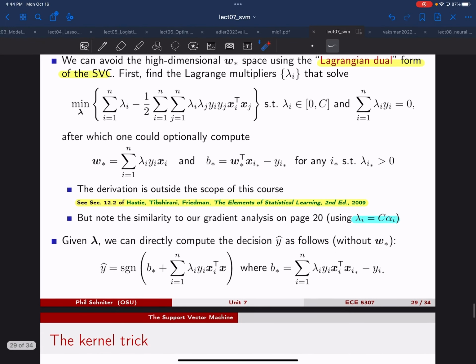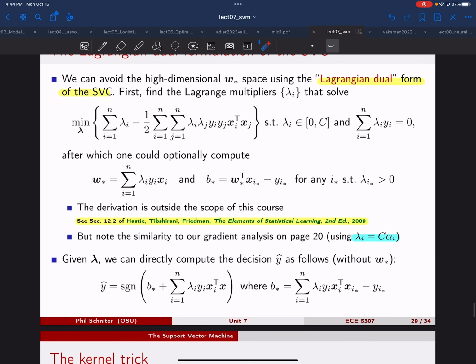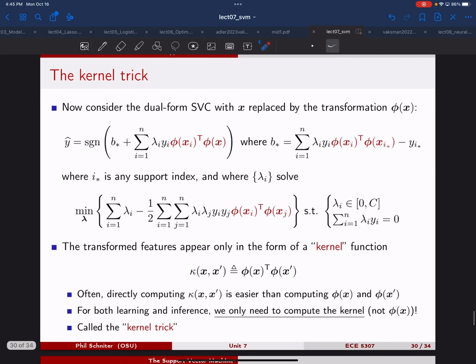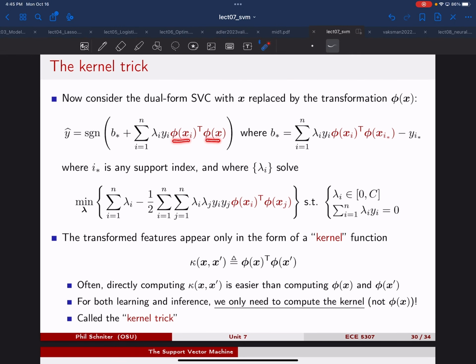Okay, so let's say you believe me that this is another way to solve the SVC. Now the question is, how do I modify this if I want to use these transformations like phi? Essentially, wherever you see the x, we just have to replace that with phi of x. Here I highlighted them in red. These are all replacements of x with phi of x.